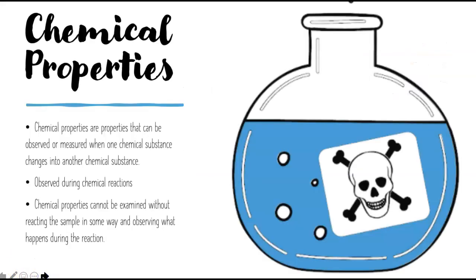Now, chemical properties, these are the kinds of things that we're going to observe during a chemical reaction. And this is when one chemical substance turns into another chemical substance. In other words, what happens in a chemical reaction? Chemical properties cannot be examined without reacting the sample in some way. So we're going to change the sample as we find these chemical properties.